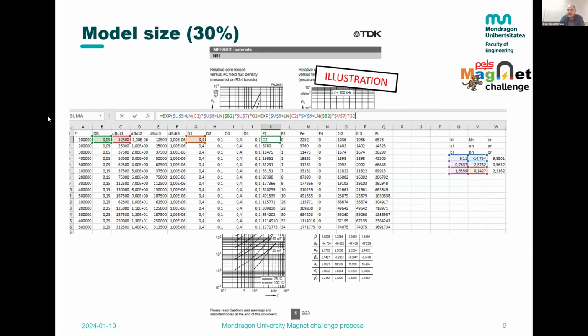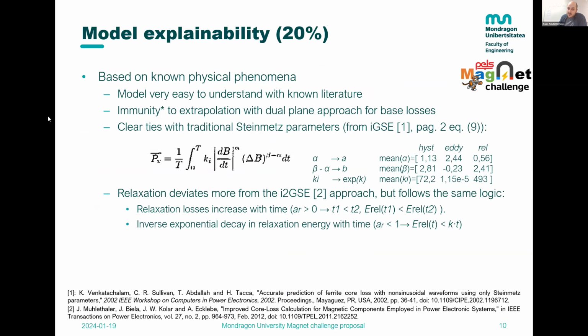So that's actually quite an interesting point, right? Now, explainability: since the model is based on physical phenomena, it should be very easy to understand, if you know the literature, of course. It should be immune to extrapolation, theoretically, because we use 2 planes for low frequency and high frequency. Because we are basing this on the improved generalized equation, we can also extract the alpha and beta parameters.